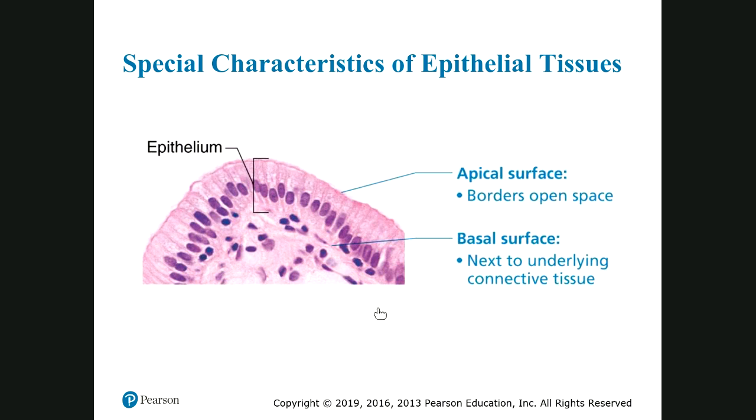The apical surface is not attached to any surrounding tissue and is exposed to either the outside of the body or the cavity of an internal organ. It is the superior or most superficial surface of the epithelial tissue. The basal surface, which is the bottom, deepest layer, is attached to underlying connective tissue. For this reason, we say that epithelia exhibit an apical-basal polarity.